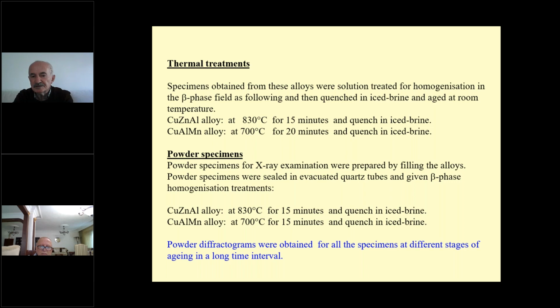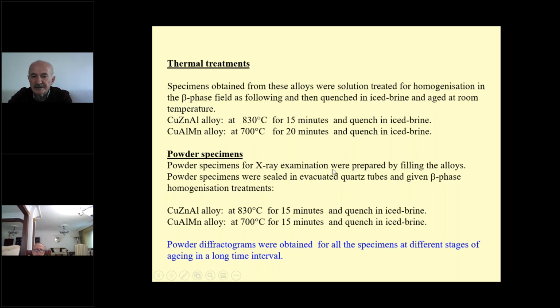Specimens obtained from these alloys were solution treated for homogenization in the beta phase field as follows, and then quenched in ice water and aged at room temperature. These temperatures are 830 and 700 degrees for the copper-zinc-aluminum and copper-aluminum-manganese alloys, and these temperatures were selected in the beta phase region of the material.